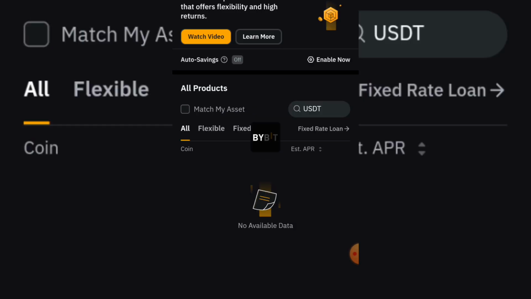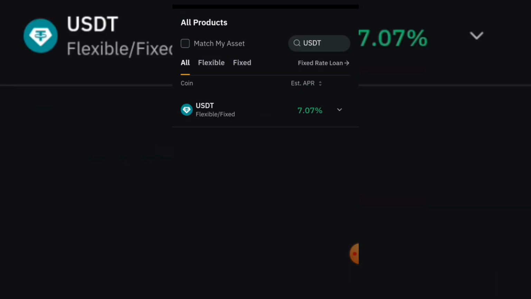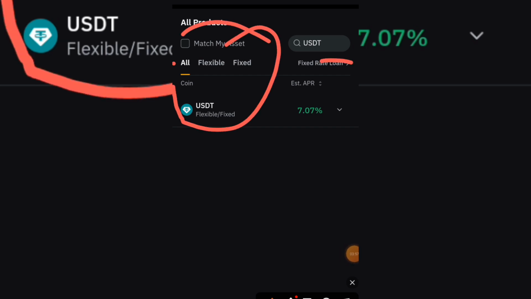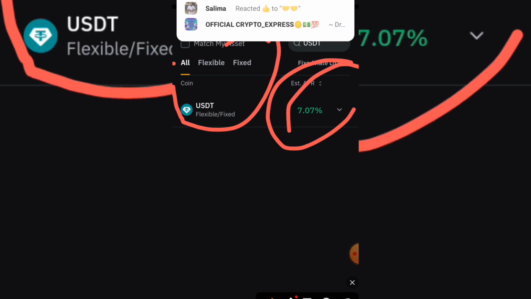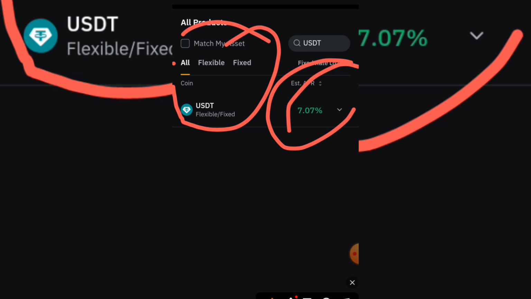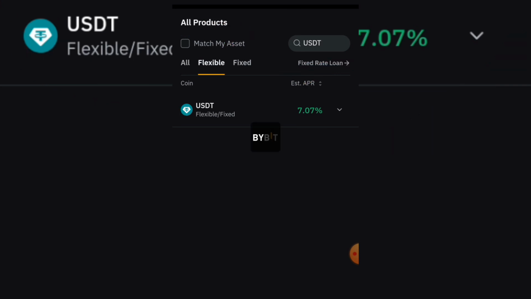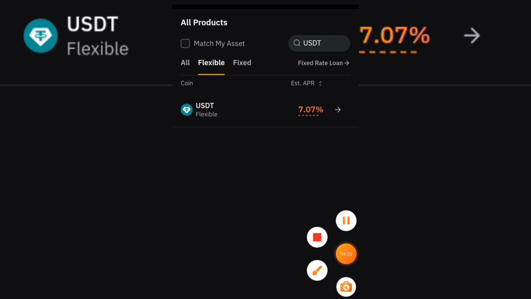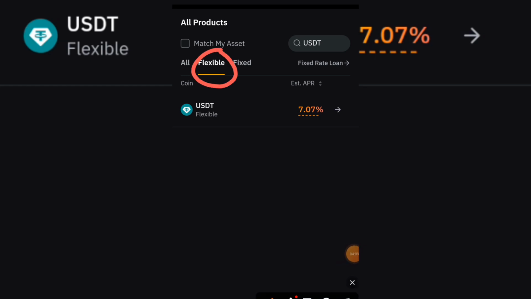So you now click on the USDT. When you click on it, you will see that they have this thing which is flexible, and then we have the percentage. We are going to invest in one of these. We have to click on flexible, because when you click on flexible, anytime you want your money, you are going to get it back. Anytime you want your money, you'll be able to withdraw.